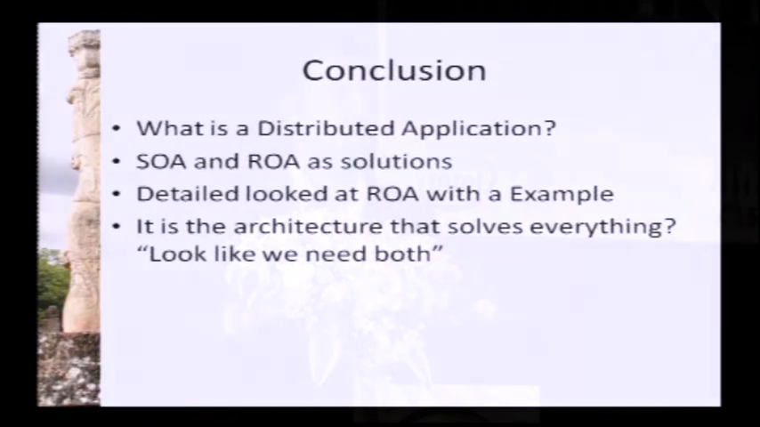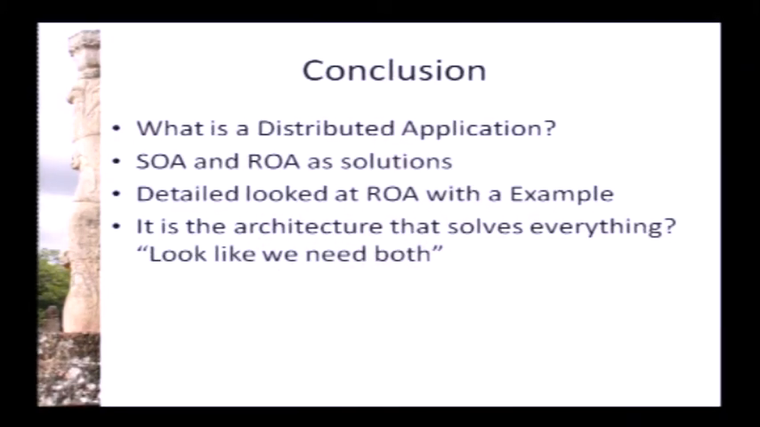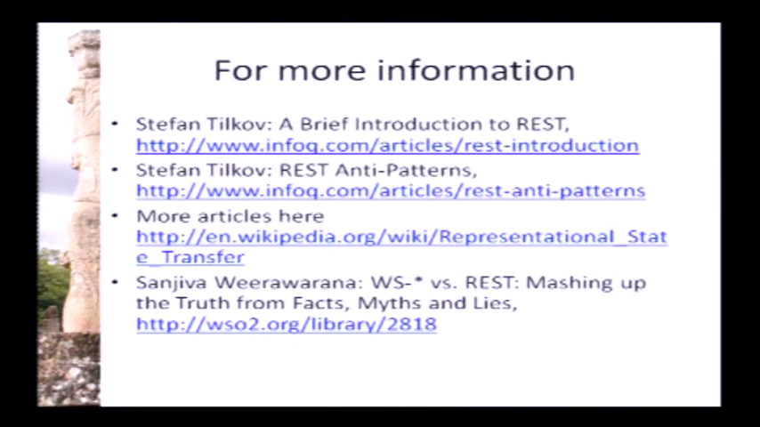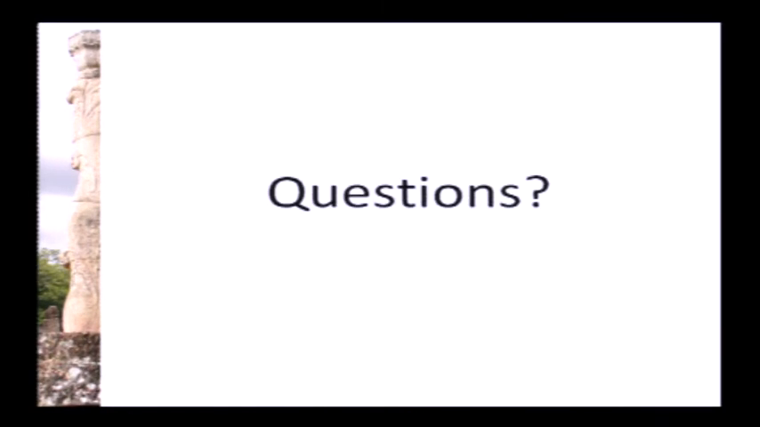So basically, what I tried to explain was what a distributed application is. There are two ways to solve it: resource-oriented architecture and service-oriented architecture. I tried to compare and contrast them. So you have to kind of know both. You can read this if you want more information.